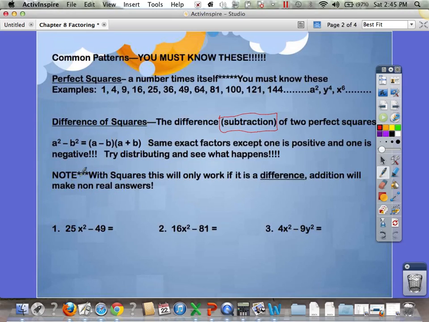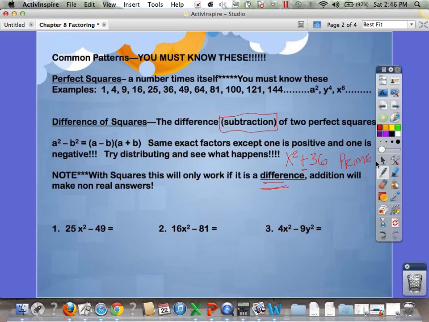All right, so note, with squares, this will only work if it's a difference. Addition will make non-real answers, and that in Algebra 1 will be considered prime. So in other words, if we had x squared plus 36, even though these are perfect squares, there's addition here. This would be, as far as you're concerned, prime. You'll learn about non-real answers and non-real solutions when you get to Algebra 2. But for now, if you have this situation, just know it is prime.